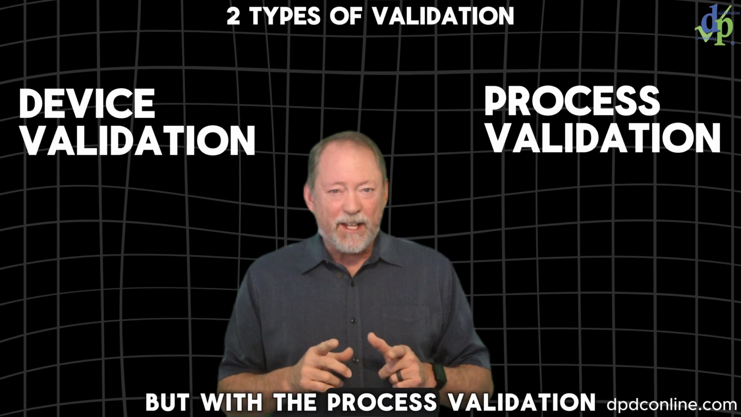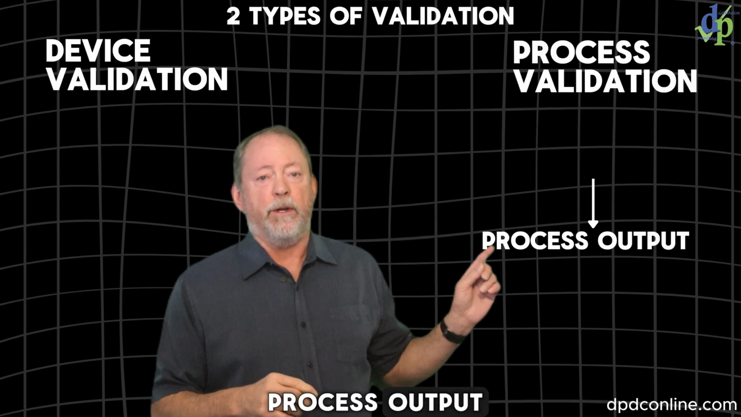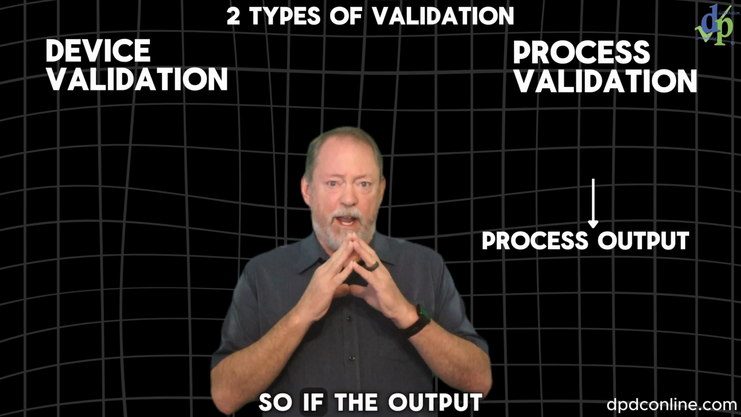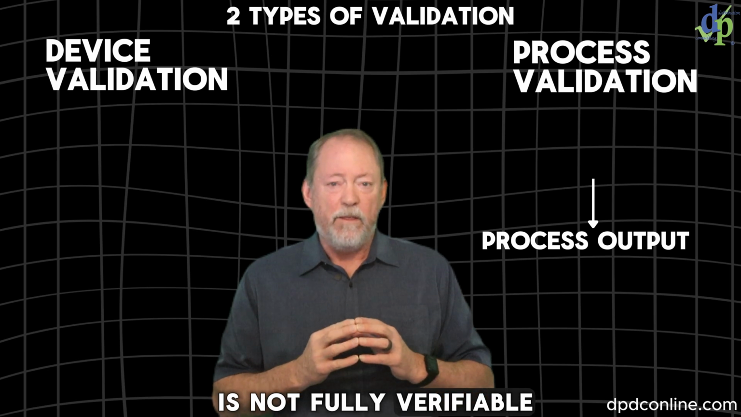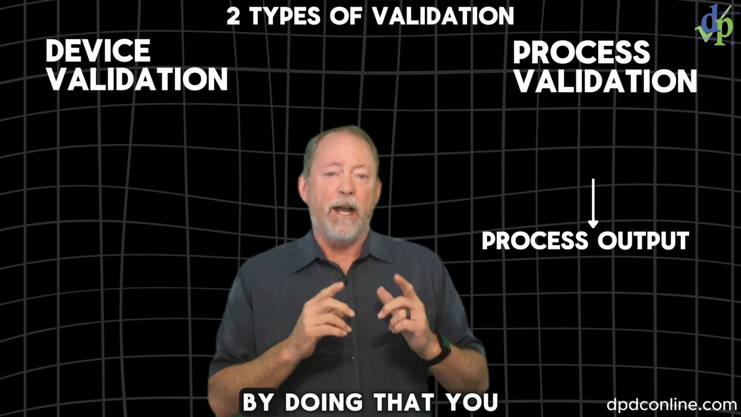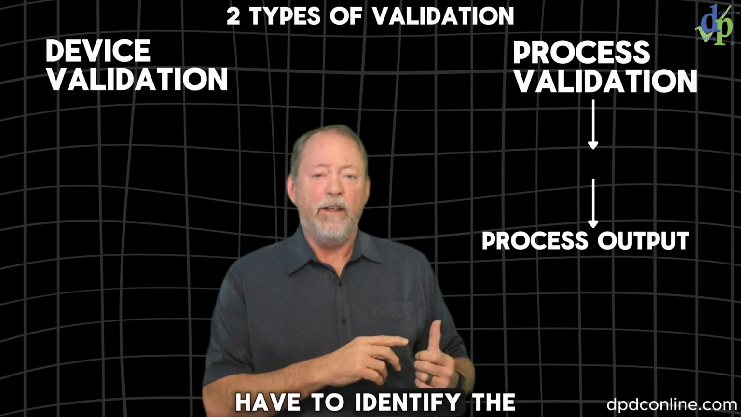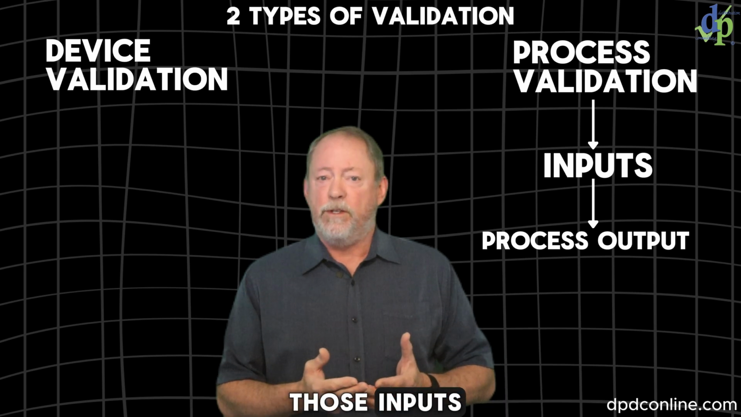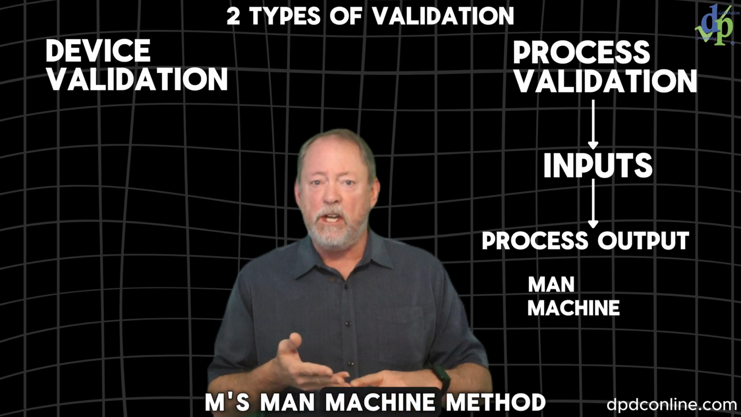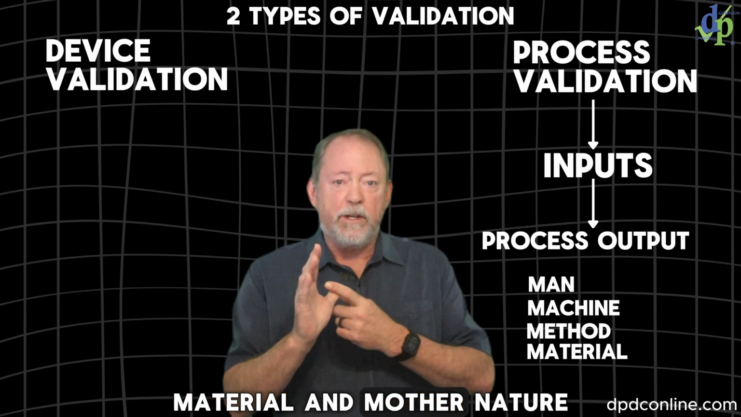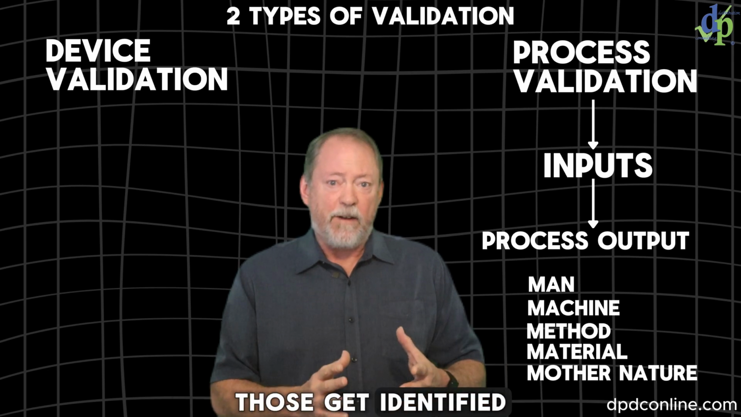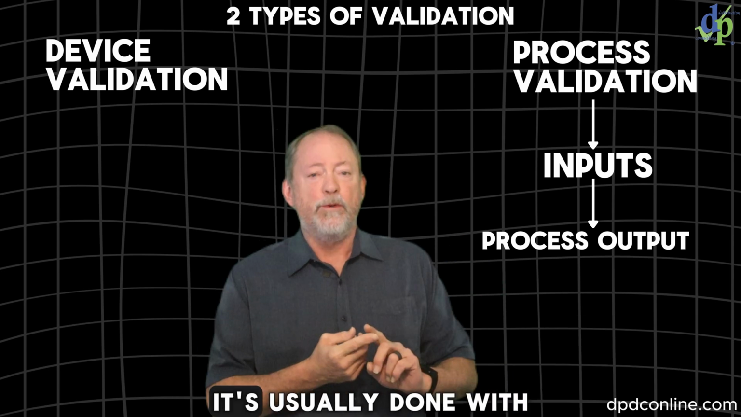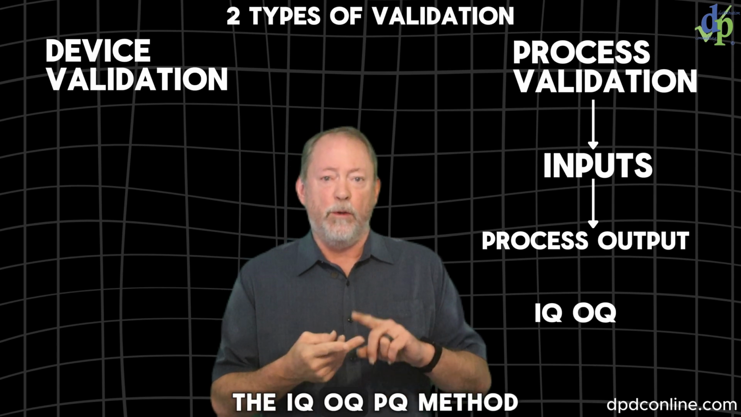But with the process validation, you're talking about the process output. What is the output of that process? And it can't be fully verified. So if the output is not fully verifiable, then you must validate that process. By doing that, you have to identify the critical inputs into that process. So once you've identified those inputs, it's usually the 5 M's: man, machine, method, material, and Mother Nature or environment. Those get identified, identify which ones you can control, and you've got to be controlling those inputs. It's usually done with the IQ, OQ, PQ method.